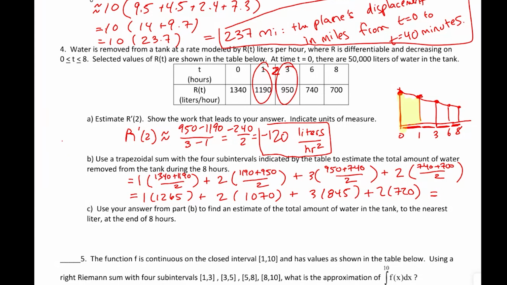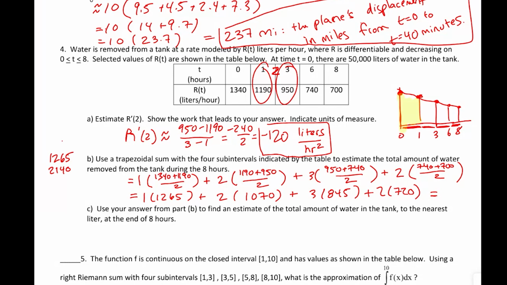So the first one is 1265, right? It's times 1, so I can just leave it like that. The second one's 2 times 1070, so that'd be 2070. No. See, maybe I should use a calculator. 2140. Oh gosh, 3 times. Okay, never mind.